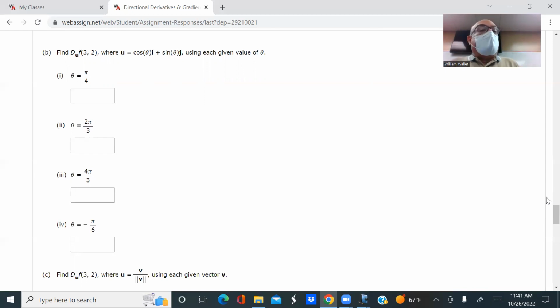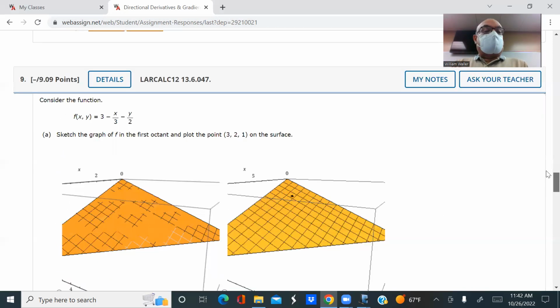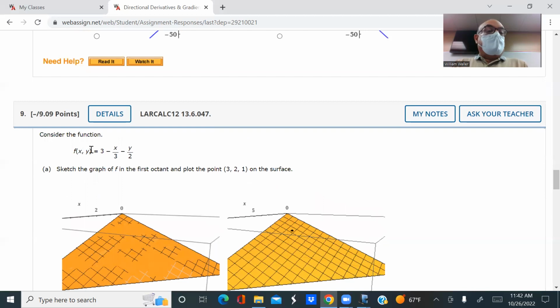So it's asking us to find the directional derivative, right? This is a directional derivative for this surface, which was that plane that had the formula that was written above there. That was a plane, right? That's the equation for a plane.